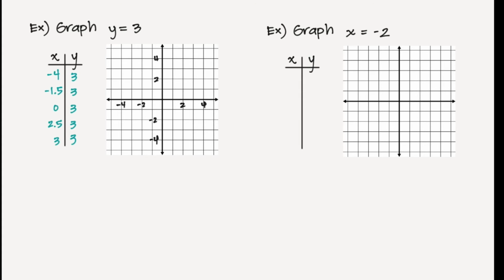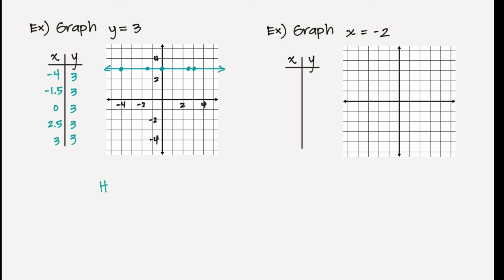So here we go. -4 up 3, -1.5 up 3, 0 up 3, 2.5 up 3, and 3 up 3. I can connect all 5 of those points, and look at that. They all form a horizontal line.